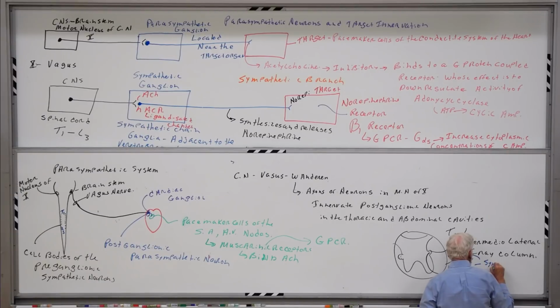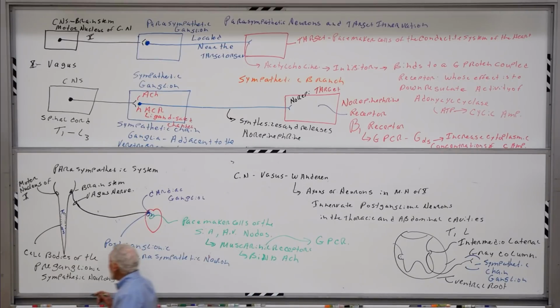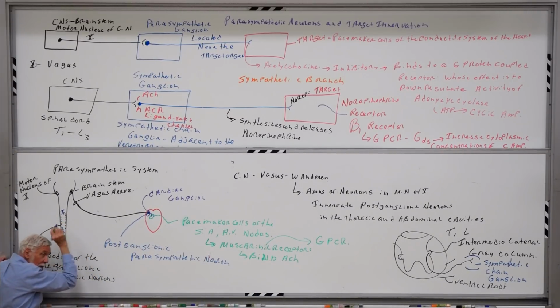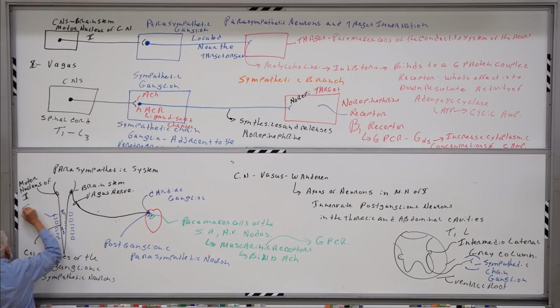Known as the sympathetic chain ganglion. So if we come back here again, in the periphery, because remember the ganglia are always in the periphery, all along the spinal cord between T1 and L3 will be these segmental ganglion structures. They're bilateral. And these are intended to represent the sympathetic chain ganglion.